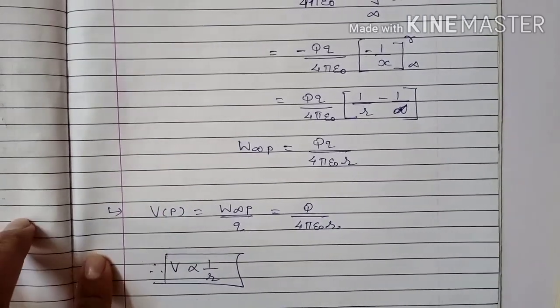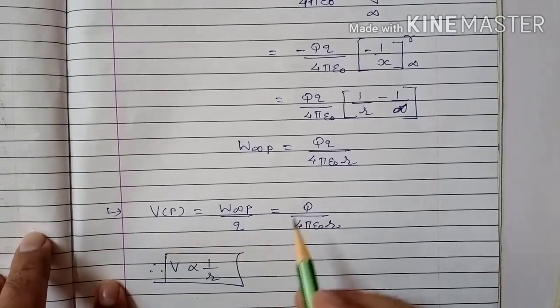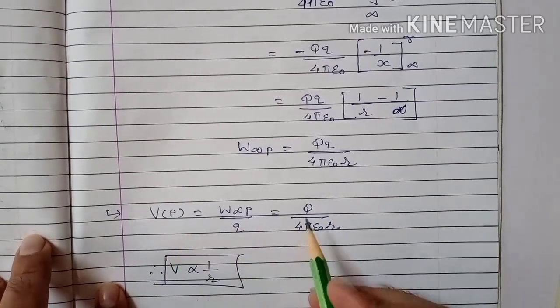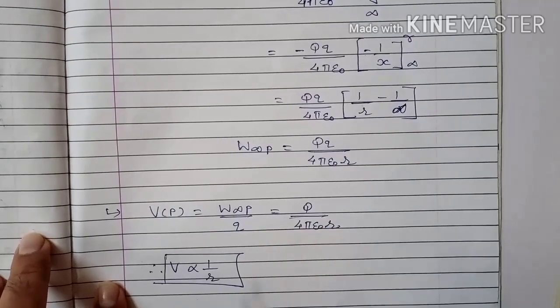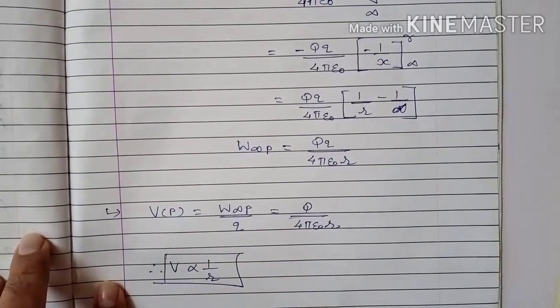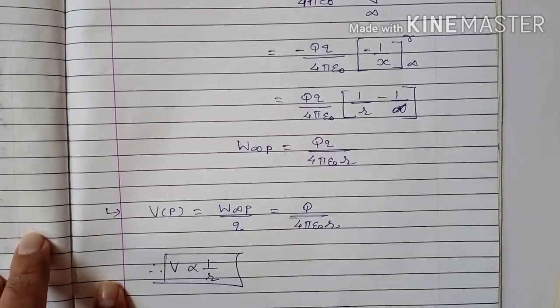Here, if Q is negative, then the value of electrostatic potential will be negative. Here we have taken positive charge, therefore electrostatic potential is positive. So it depends on the sign of the charge also. As we consider negative charge, the potential will be negative. If we are considering positive charge, the potential is positive, Q upon 4 pi epsilon naught R.